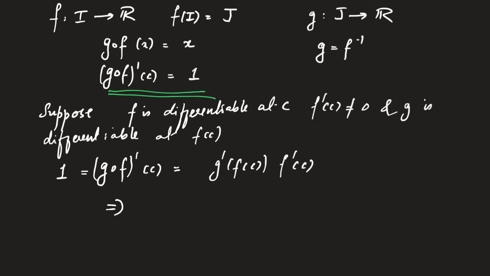Which will imply that g dash of f of c is equal to 1 by f dash of c. So if g is differentiable at f of c, we know what the derivative of g at f of c would be. And this is also helpful in proving that the derivative of g will exist. Why? Because we have noticed that often to prove that a limit exists, we need to guess the possible limit first. And here we already have that guess ready made for us. So that is the advantage of this result.